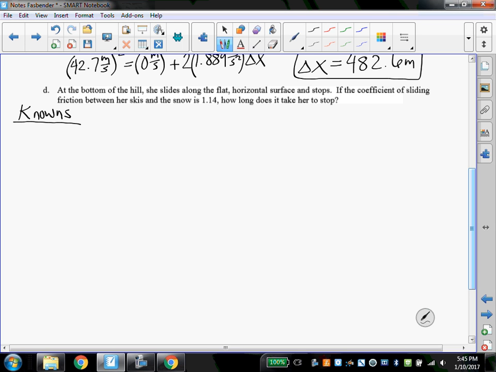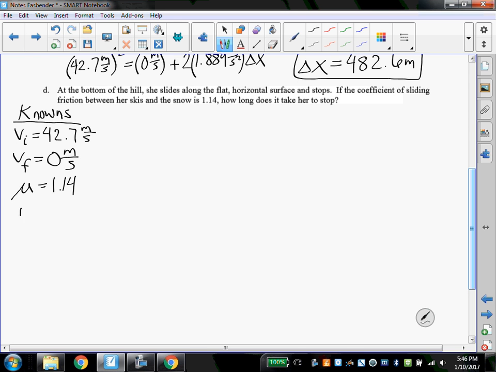I need to write that out in the knowns table. At the bottom of the hill, we know that she is moving at, what was it, 42.7 meters per second. She's going to slide along a flat horizontal surface and stop. So our final velocity is going to be 0 meters per second. The coefficient of sliding friction is 1.14, so our mu is equal to 1.14. And we want to know how long does it take her to stop.